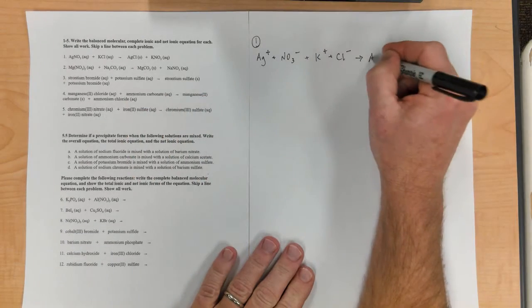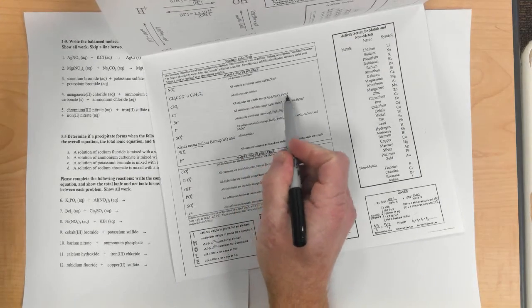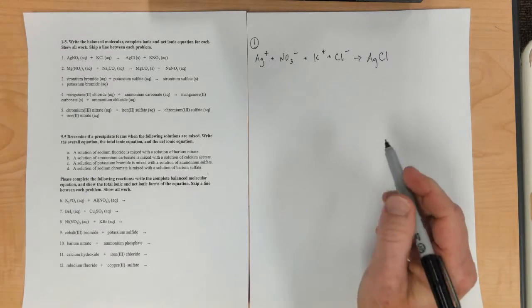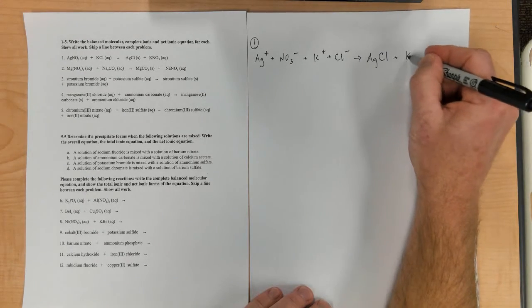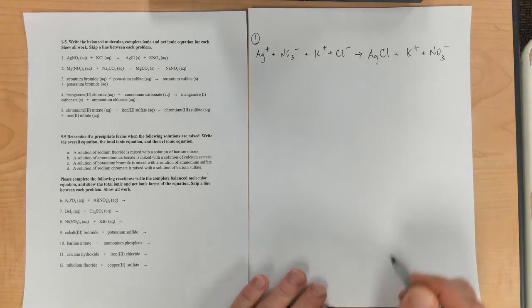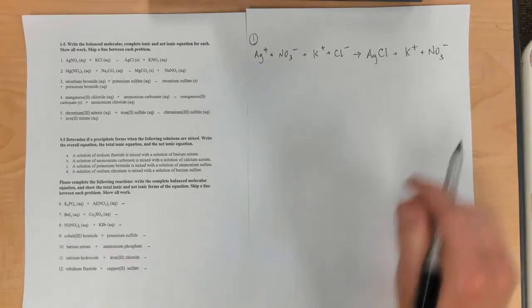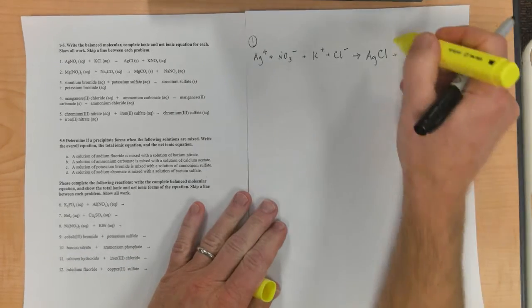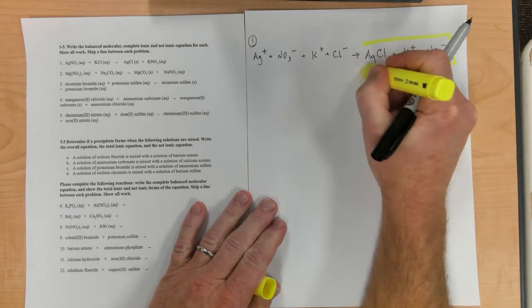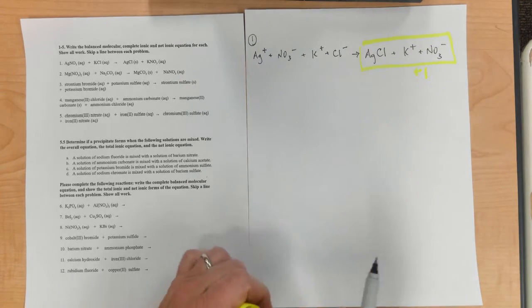Over here on the right side, AgCl is a solid. Chlorides are all soluble except for silver, mercury, and lead, as you can read right here. Silver, mercury, and lead, and so that one's got to stay together as a solid. And then potassium nitrate, that splits up once again because all nitrates are soluble and so are all potassiums. So there's the complete ionic equation. Take your different colored pen or pencil and highlight or circle this area and give yourself +1 for that.